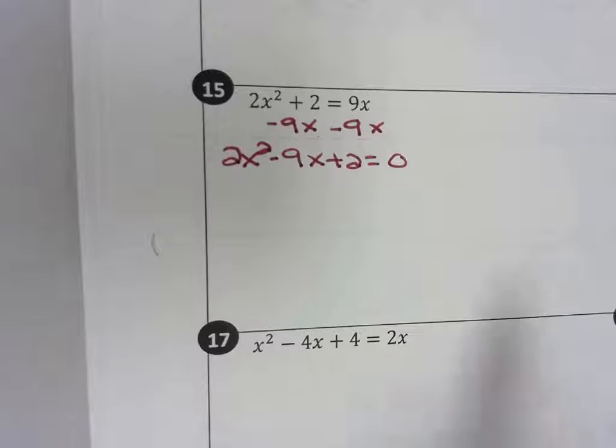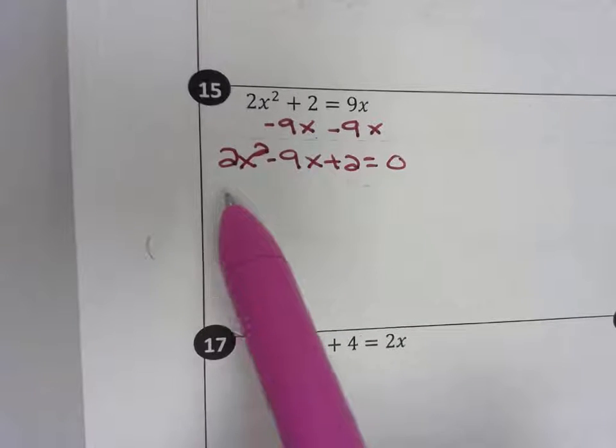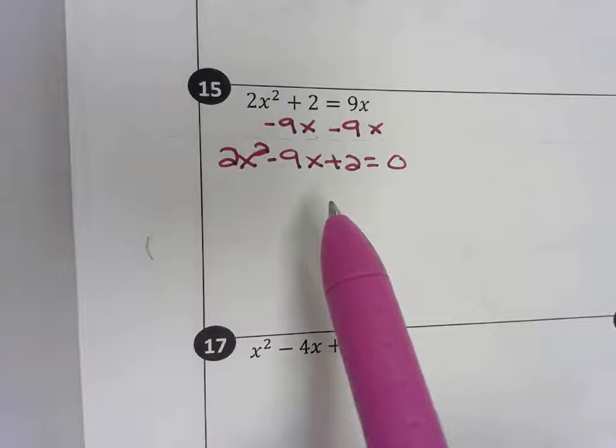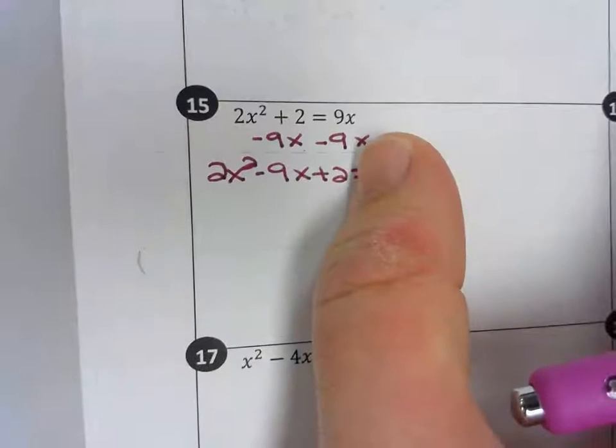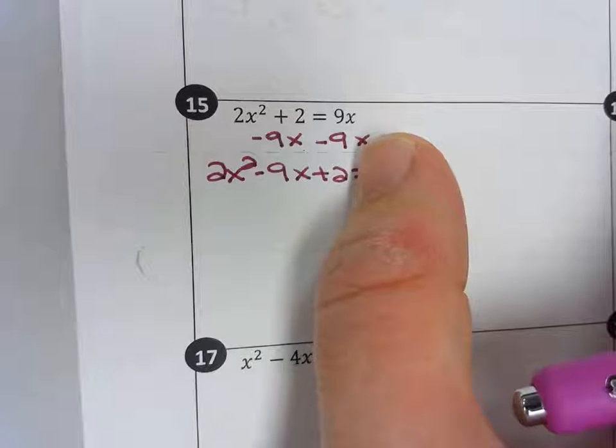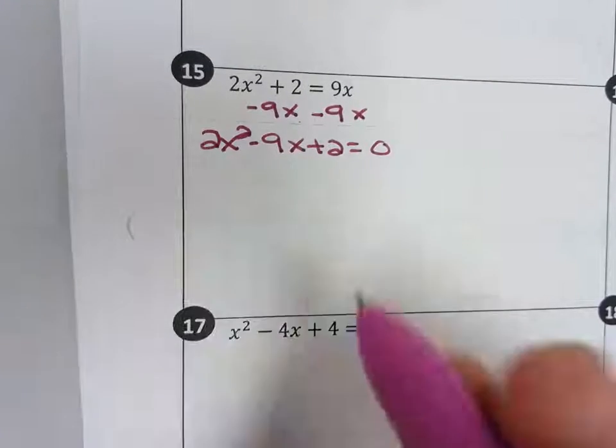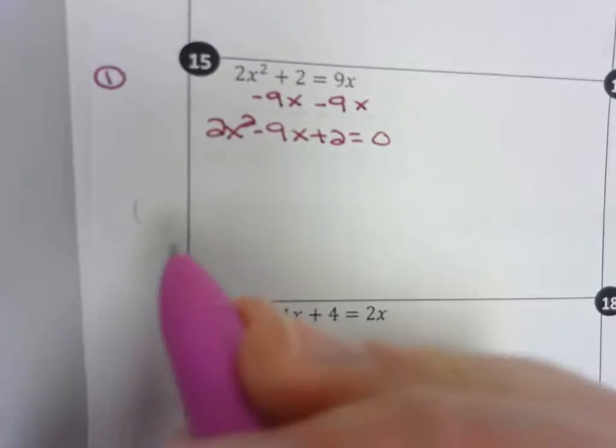Okay, let's try to factor. Is there a GCF of 2, negative 9, and 2? No. So I need to try to go through. It's a trinomial because you ignore the equal 0. And I'm going to have to do it the long way because there's a 2 in front, just like we did on the last one. So the first step, what do I do first? 2 times 2. So that's going to be 4.